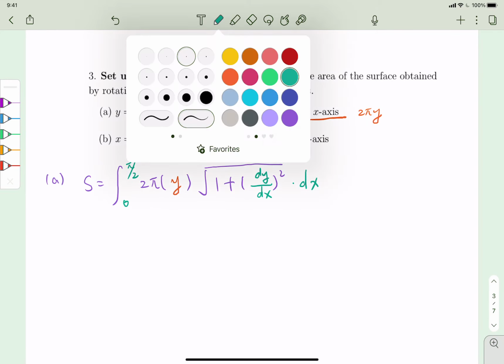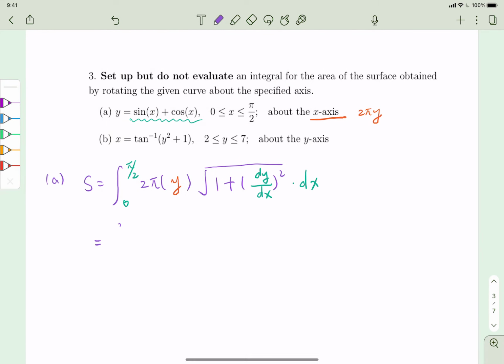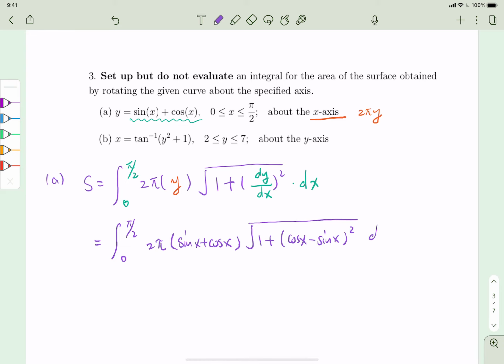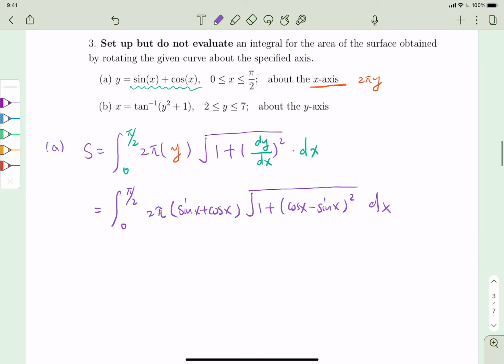Okay, now we plug in after this setup, 0 to pi over 2, 2 pi y. Okay, y is sine x plus cos x. And this is 1 plus dy over dx, which is cos x minus sine x squared dx. And that is our integration. Okay, we do not need to evaluate it, just set it up.